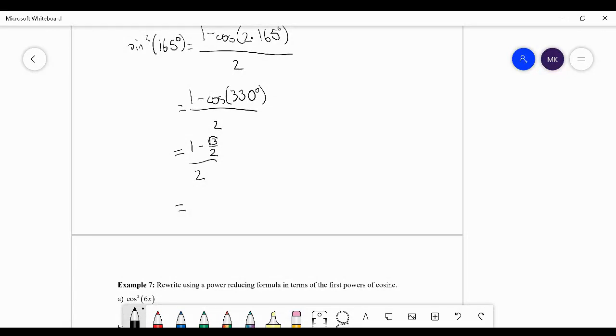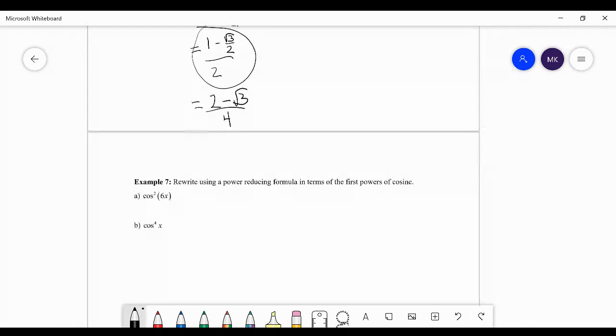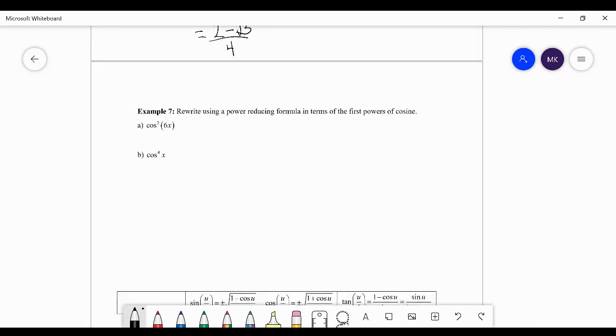What I want you guys to do is to figure the steps to go from here to our next step, which is the final answer of 2 minus root 3 over 4. Okay? That's it. Again, I just really want you guys to focus on simply applying these formulas. We're not getting insane craziness with these. Really, I want to keep it simple. Okay?